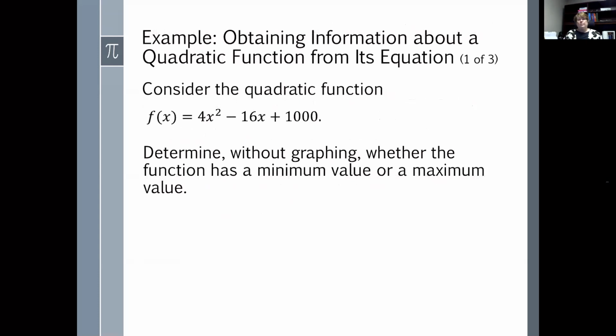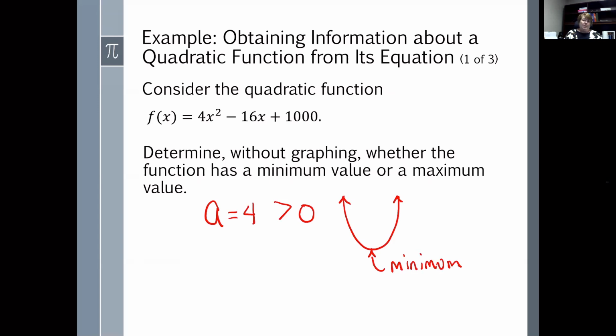Okay, so let's consider this quadratic function. Determine, without graphing it, whether the function has a minimum value or a maximum value. In this function, the coefficient on the x squared term is 4. A is 4. That is a positive number. Since this is a positive number, this parabola opens up. Since it opens up, it has a minimum. All right, so what is that minimum value?